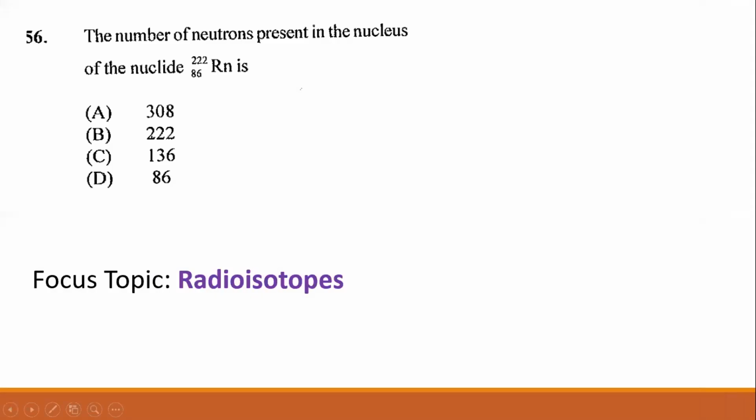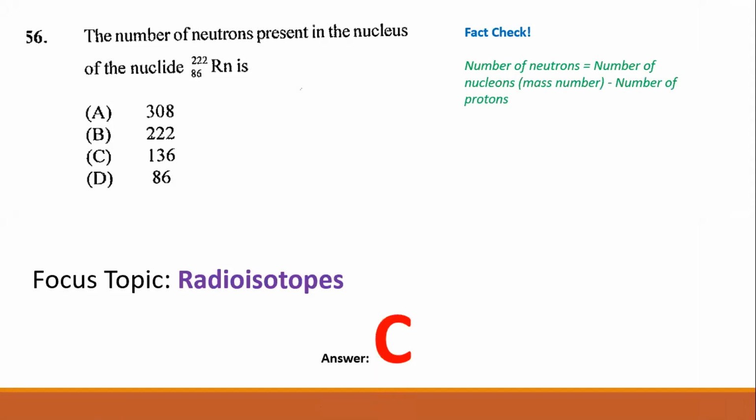The number of neutrons present in the nucleus of the nuclide Rn, and it has 222 for the mass and 86 for the proton number. To find the number of neutrons, we subtract the number of protons from the number of nucleons or the mass number. So we would subtract 86 from 222, and that gives us 136, which is C.